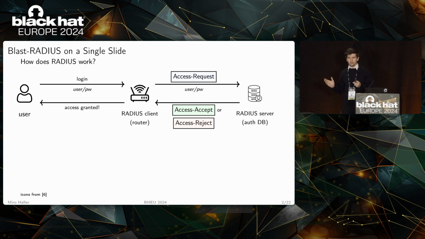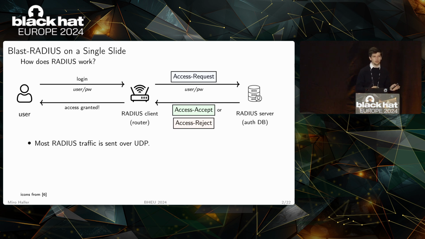Most of this RADIUS traffic between the RADIUS client and the RADIUS server is actually sent over UDP. And I know this is hard to believe, but actually RADIUS over TLS is not even standardized yet. So really, in practice, a lot of this traffic is still sent over UDP.